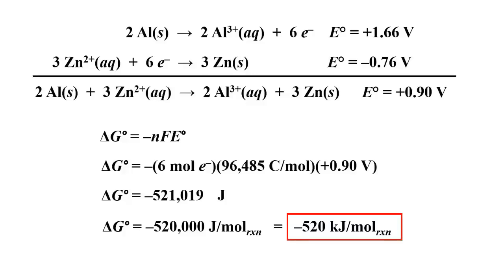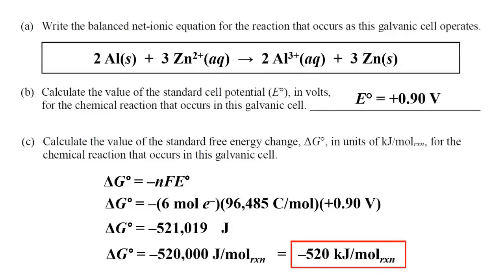Now, what's nice about this is it reminds you that this reaction is thermodynamically favored. We have a positive cell potential, which is positive 0.90 volts, and we have a negative value for the delta G. So positive cell potential, negative delta G, that's consistent with the fact that a galvanic cell, the reaction that takes place in a galvanic cell, is thermodynamically favored. So the answer to part C is negative 520 kilojoules per mole of reaction. And that calculation is based on the relationship between the standard free energy change, delta G, and the overall cell potential for a redox reaction.